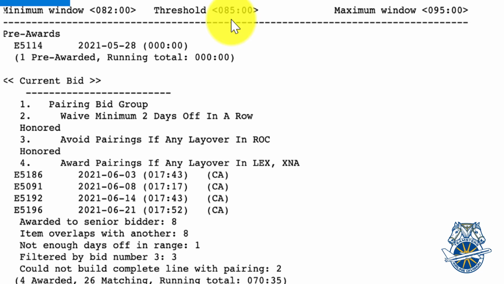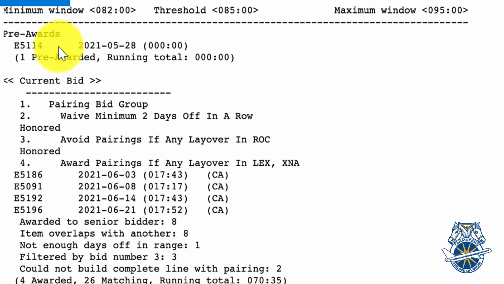That max window will never change. That is the max we're allowed to fly at the company. It's 95 hours a month. They won't ever change that max window, so that's why it'll always be 95 hours over there. So we might see a threshold number move, we might see a min window move, and that's all set by the company, and we're trying to work with them to where we'll actually have set figures on a month-to-month basis.